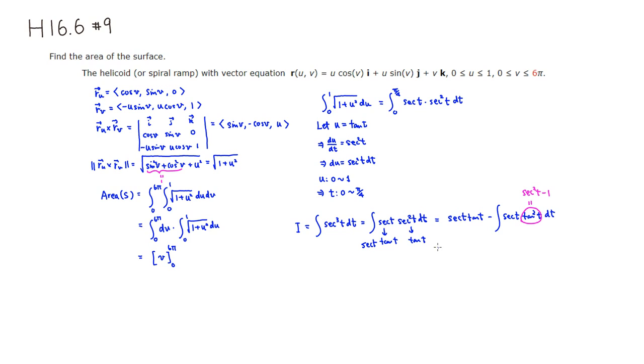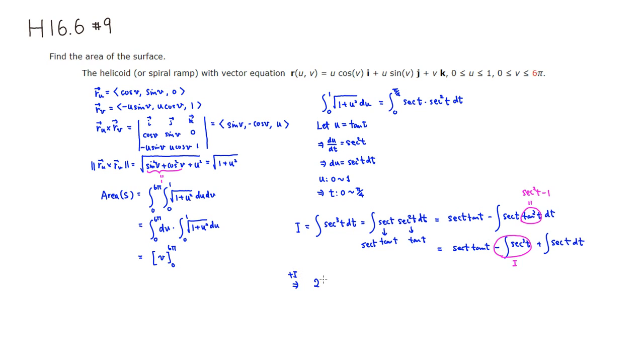So we get secant of t tangent of t, minus the integral of secant cubed, plus the integral of secant of t dt. But you know that this is the same thing as the original integral I. So I'm going to add I to both sides.